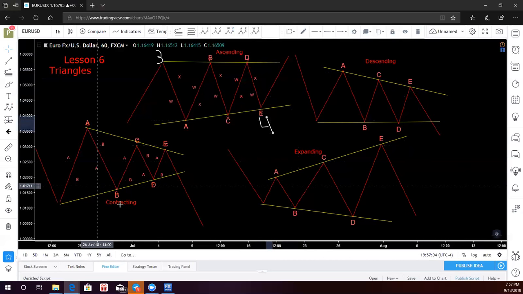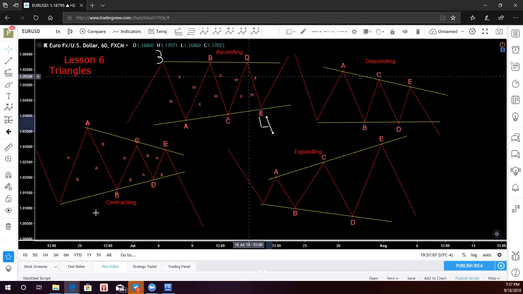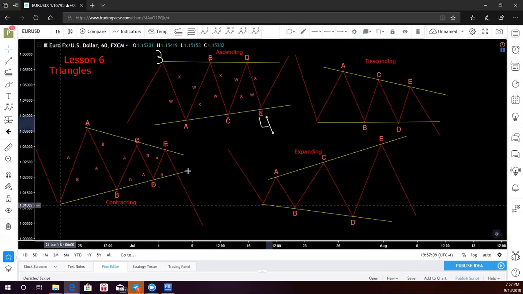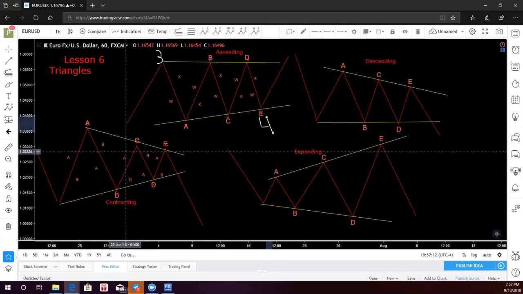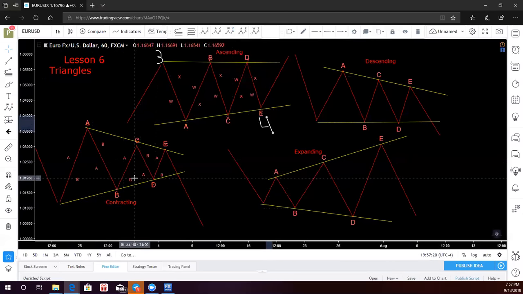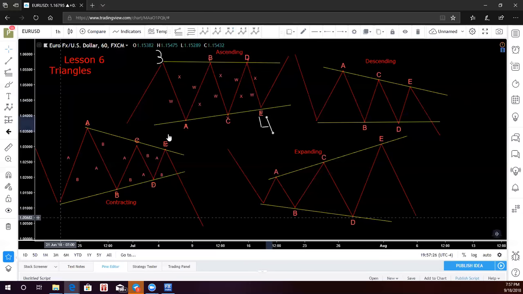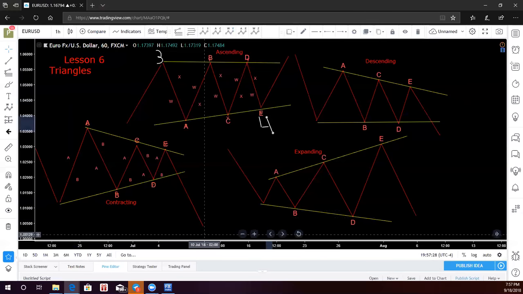Now, what is a contracting triangle? A contracting triangle is the same thing as the other 2 triangles, just basically contracts as you go into the triangle. So you'll have an A, B, C, D, E. They still consist of 5 wave movements. So as you can see here, I have it labeled ABC, ABC, ABC, ABC, ABC. So you'd have a wave 3 here, a wave 4 going into wave 5.